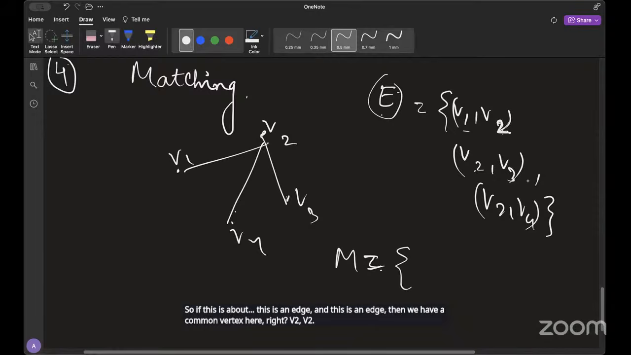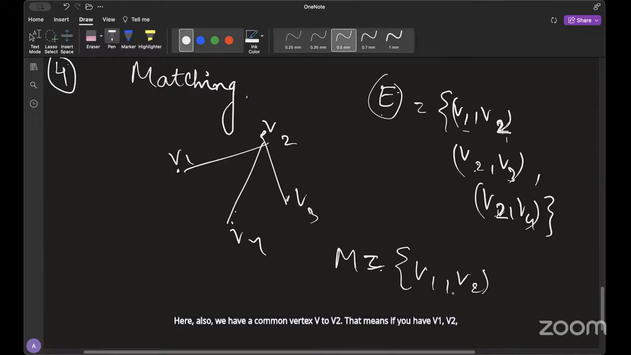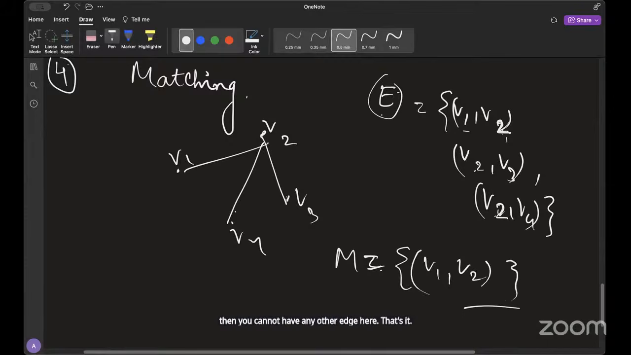V2, V2. Similarly, here we have a common vertex V2, V2. Here also we have a common vertex V2, V2. That means if you want to keep V1, V2 in your matching, then you cannot have any other edge here. That's it. That's one matching.